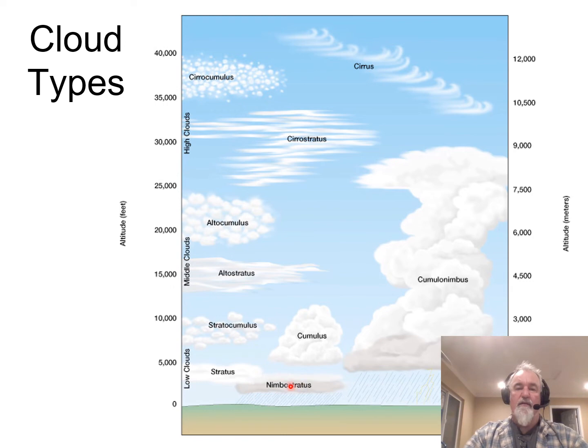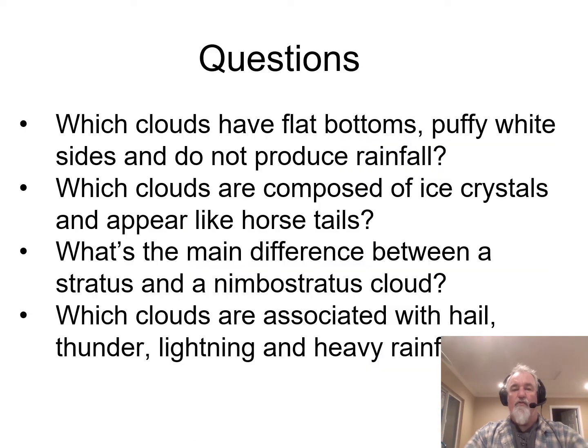Nimbostratus with the rain associated with it. Stratus, horizontally layered, but no rain. Cirrus clouds over here, high altitude, made out of ice, blown by the upper level winds. Wispy looking clouds. So some questions for you.